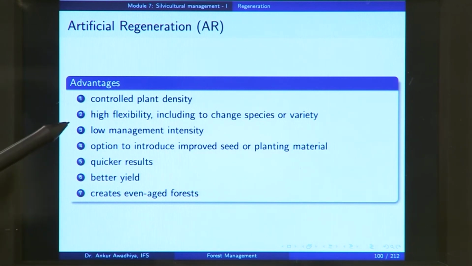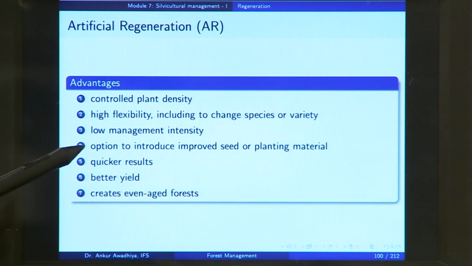There is low management intensity, because once you have planted this area, the only thing that you need to do after a while is probably some amount of weeding or some amount of casualty replacement, which means that if you have planted a seedling and it dies out after a while, you just replace that seedling. So, the amount of management intensity that is required in this region is very less.